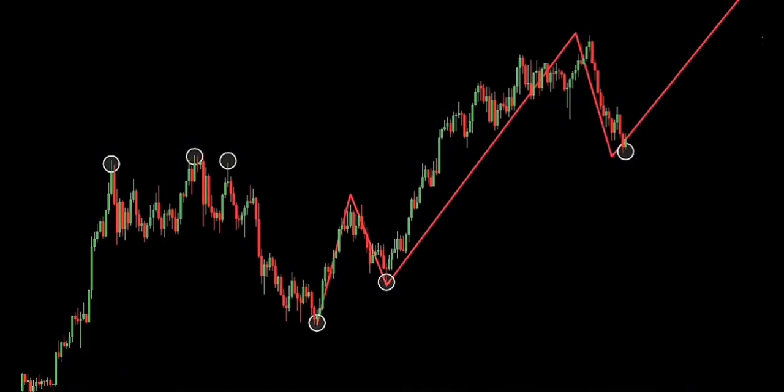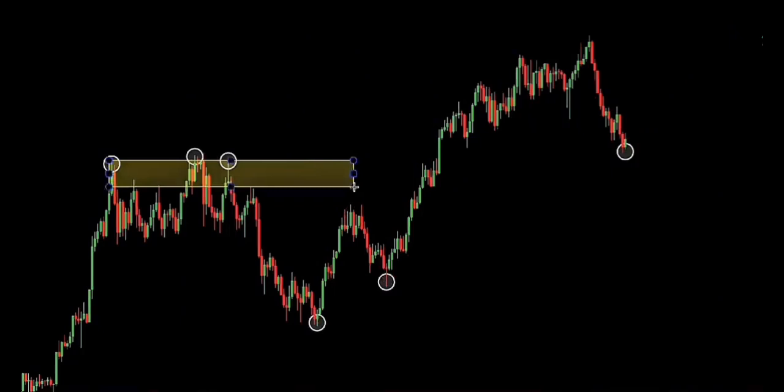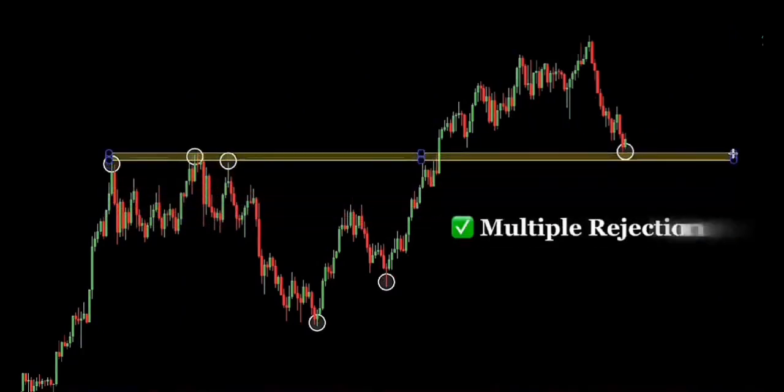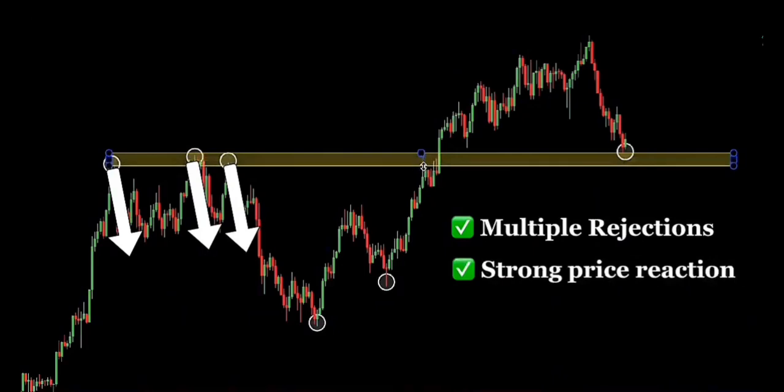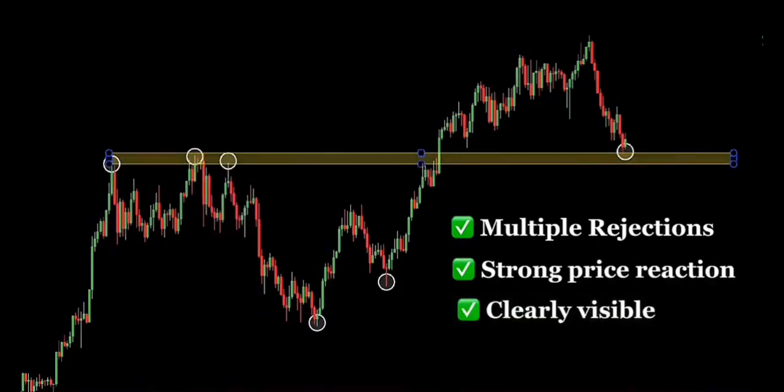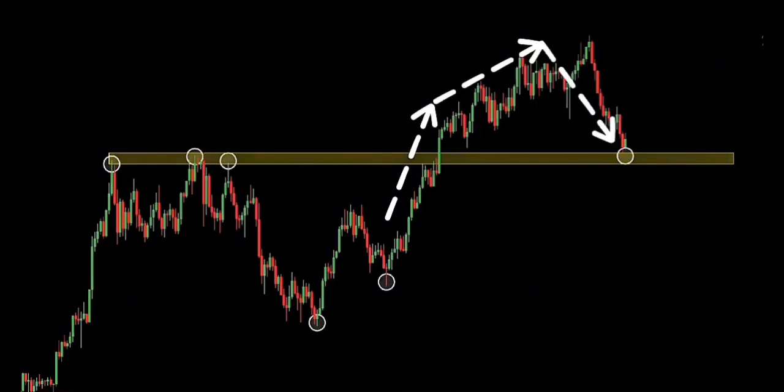Before price breaks higher, we need to identify a valid resistance level using the criteria we covered earlier. Multiple rejections: price bounced from this area several times. Strong price reaction: price moved away aggressively after touching this level. Clearly visible: the level stands out on the chart without needing adjustments. Once price breaks above this level, it signals that buyers are in control, but instead of entering immediately, we wait for a pullback. To increase our chances of success, we look for extra confirmation factors before entering a trade.